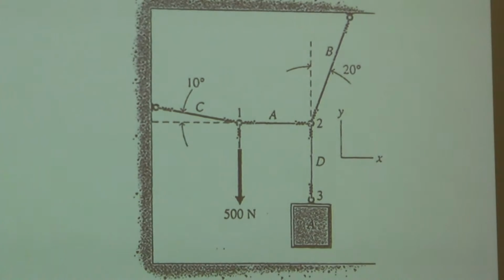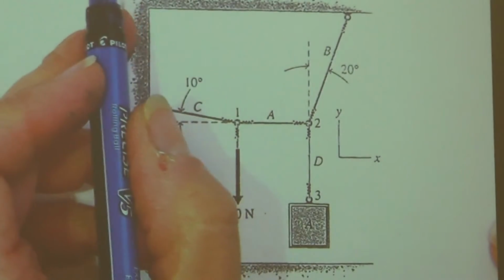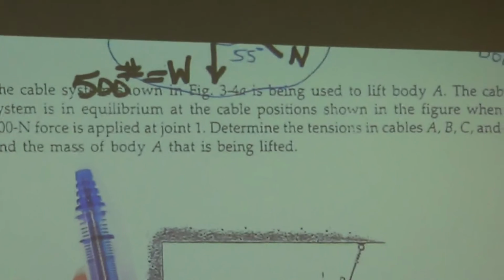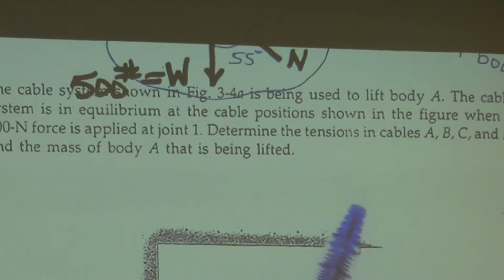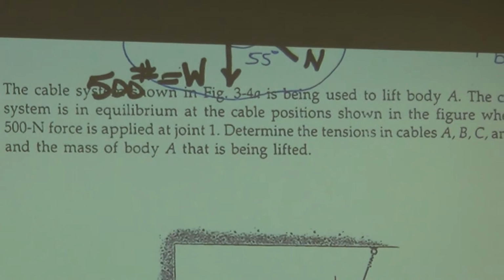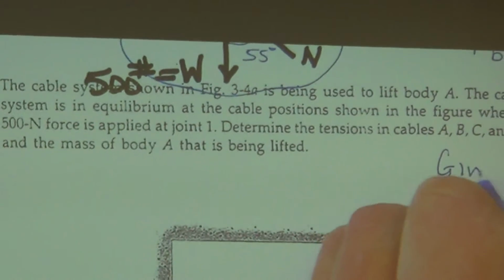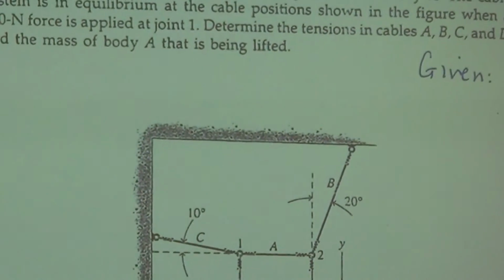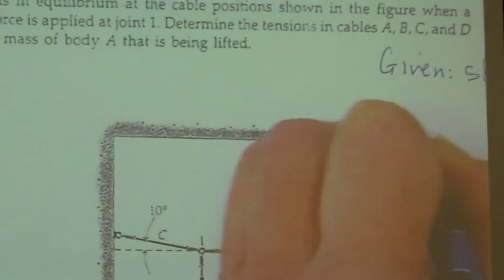So let's read the words. The cable system shown in the figure is being used to lift body A. The cable system is in equilibrium at the cable position shown in the figure when a 500 Newton force is applied at joint 1. The words really didn't tell me anything that I don't see in the picture, so I'm just going to write "given sketch." Fine.